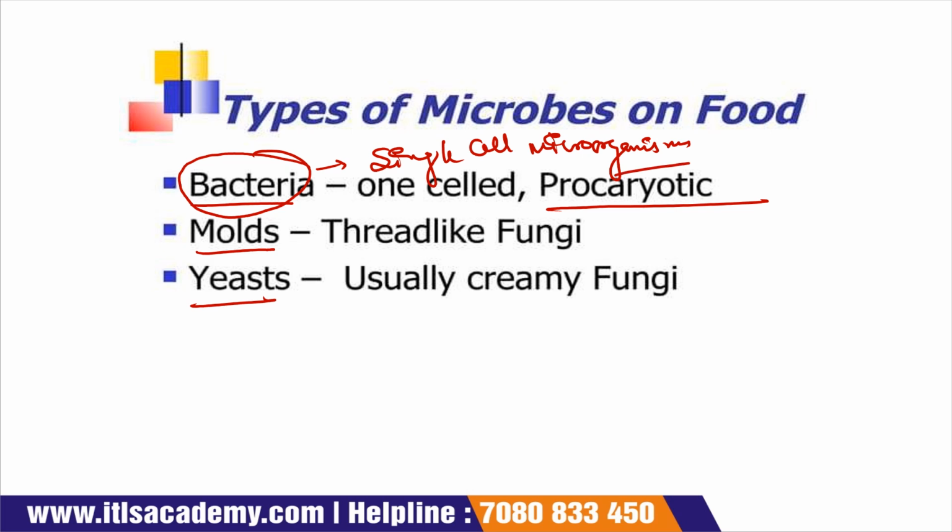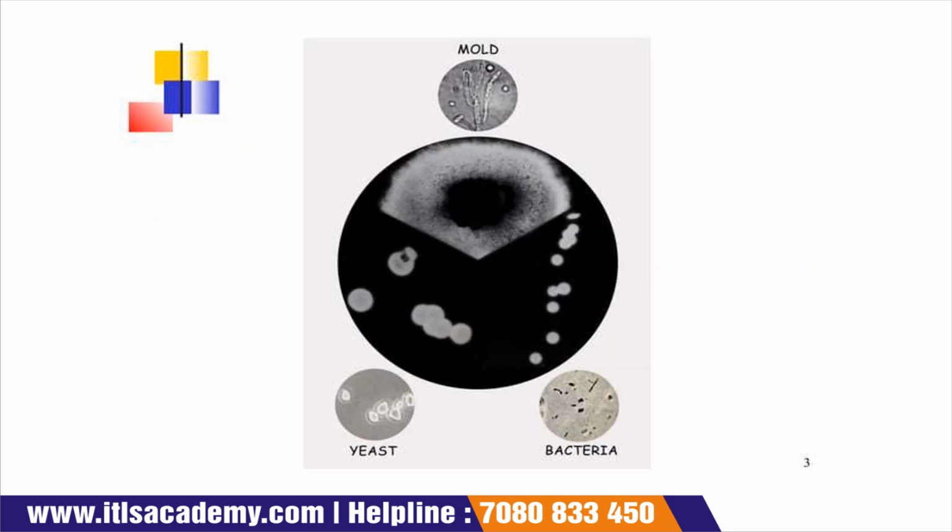Molds are thread-like fungi, and yeasts are usually creamy fungi. The fungi are categorized into two categories. One is the thread-like structure that is called a mold, and one is the creamy fungi that is called a yeast. Now come to the next one.